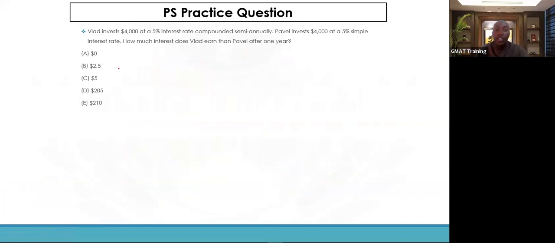All right, Vlad invests $4,000 at 5% interest rate, compounded semi-annually. So for Vlad, we can have the amount equal to 4,000, which is the principal, times 1 plus 5% compounded semi-annually, that's 100, to the power of 2. And Pavel invests 4,000 at 5% simple interest. How much more interest does Vlad earn than Pavel after 1 year? After 1 year, compounded semi-annually, that's 2 compounding periods. For Pavel, the interest should be 4,000 times 5 over 100 times 1 year, right?